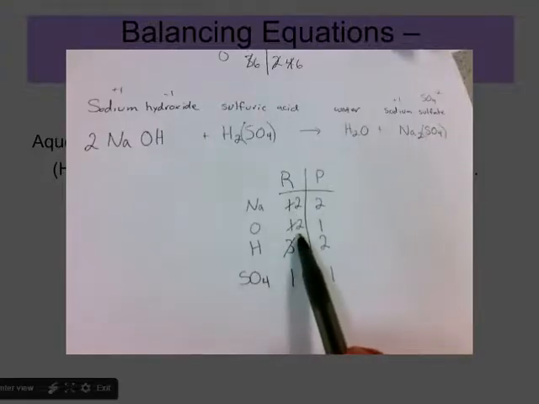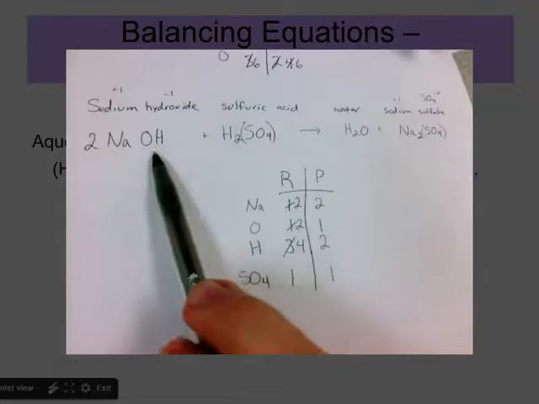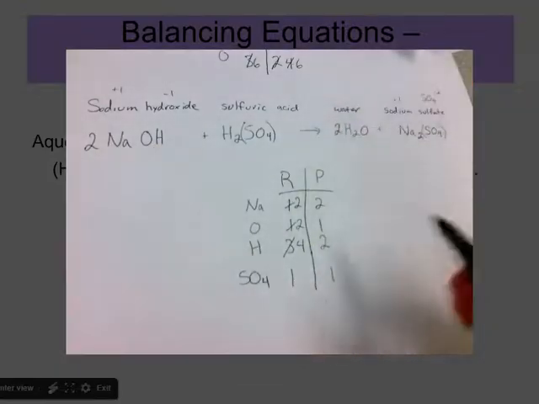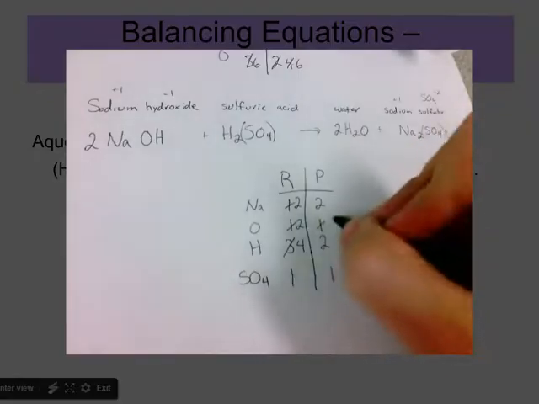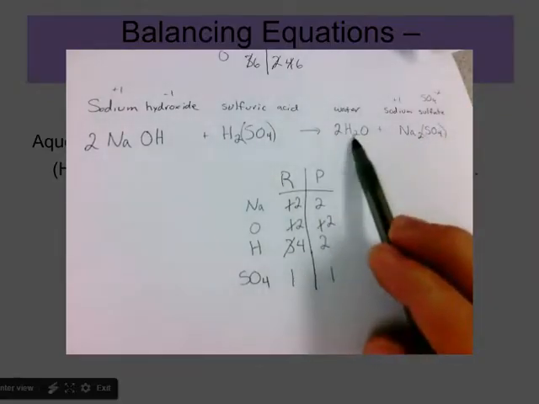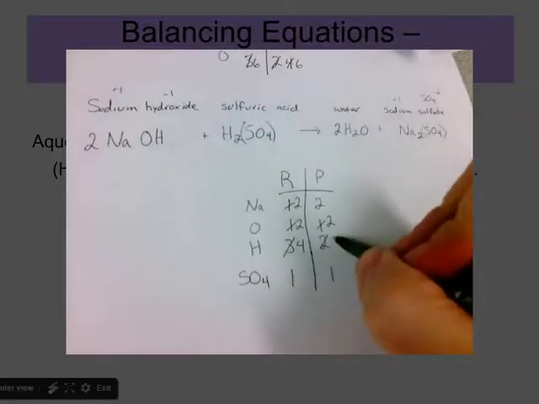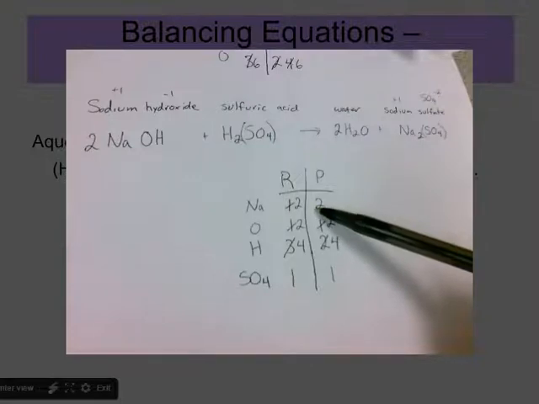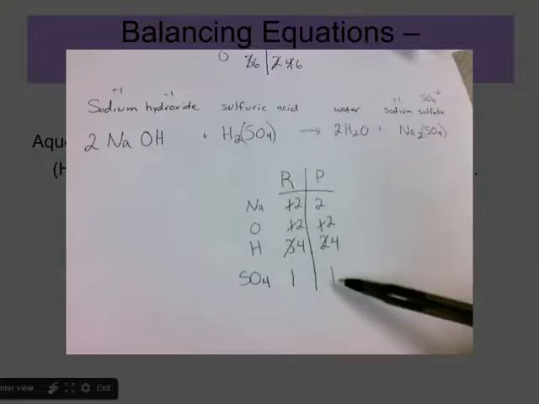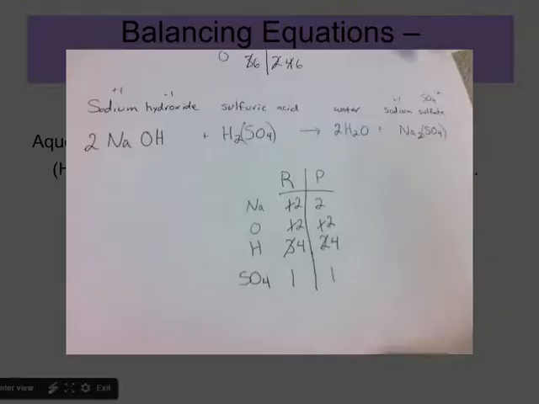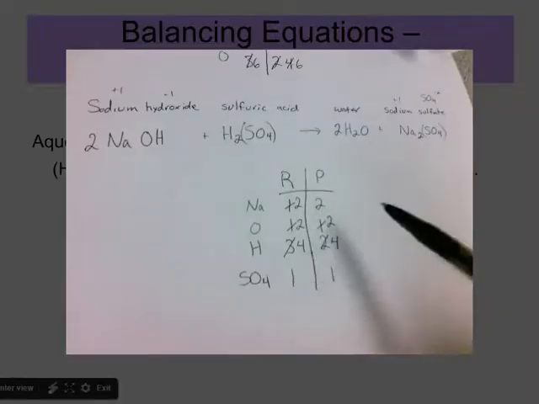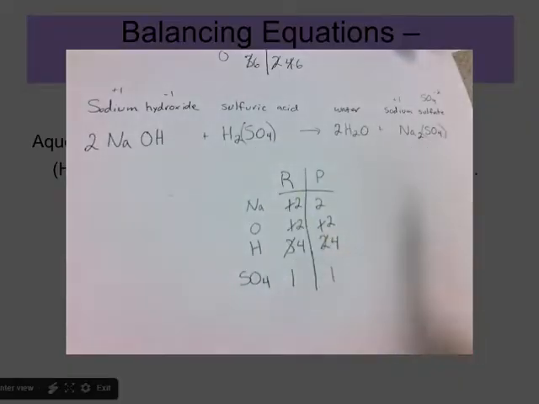Let's look at oxygen. We have 2 oxygens on the reactant side. On the product side, we only have 1. So let's add a 2 here. And that changes our oxygen to 2. And it changes our hydrogen. Now we have 4 on the product side. And it comes out clean, where everything kind of lines up perfectly on that last one, which is kind of what you should expect. So we have 2 sodiums, 2 oxygens, 4 hydrogens, and 1 group of sulfate on both sides.